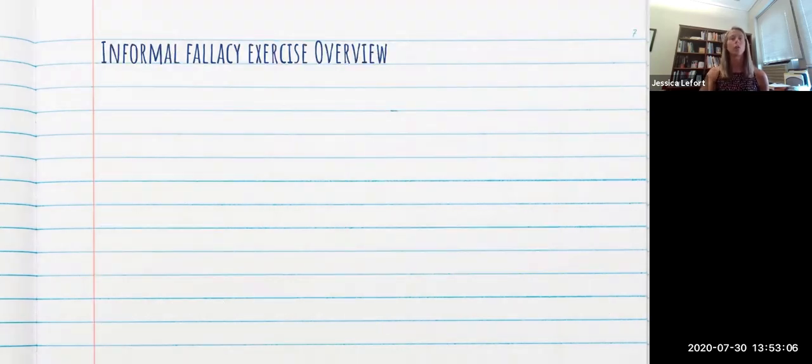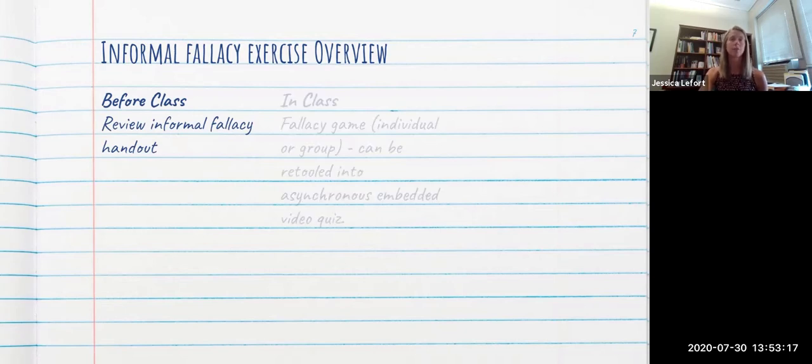So here's a little overview of the exercise. Before class, I have my students review an informal fallacy handout with 6 categories of fallacies, their definitions, and a few examples of each. Then in class, we play a game, either individually or in teams or groups, which can be retooled as an asynchronous embedded video quiz, in which students review a short video clip and then answer a multiple choice question as to which fallacy arose in that video clip.